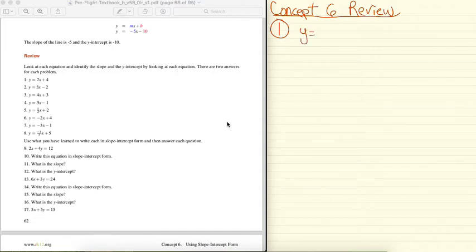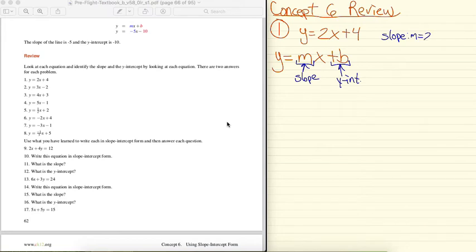We're given the equation y equals 2x plus 4. Slope-intercept form is y equals mx plus b. Remember, m is the slope and b is where it crosses the y-axis, or the y-intercept. So in our problem, our slope, or m, is 2. It's the number multiplied in front of x. And our y-intercept, the number added on the end, is 4.